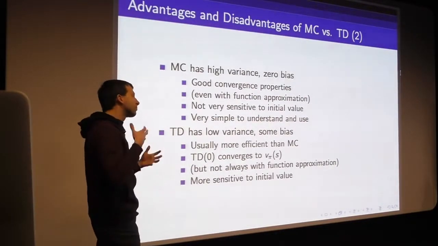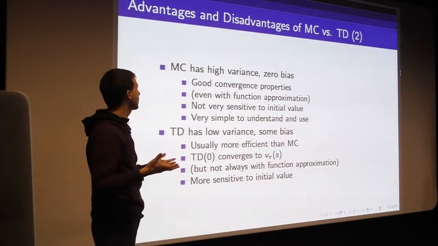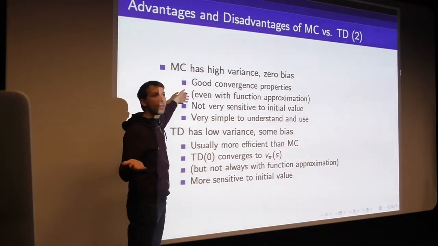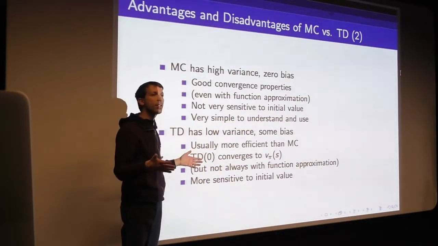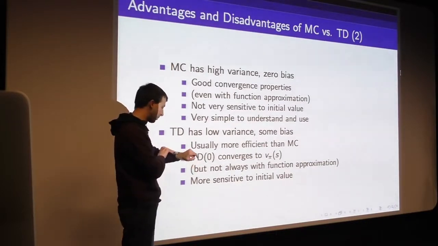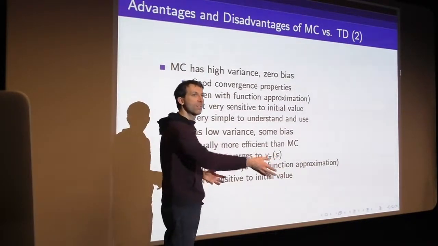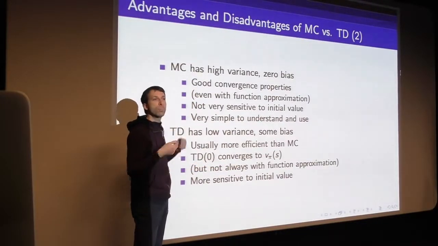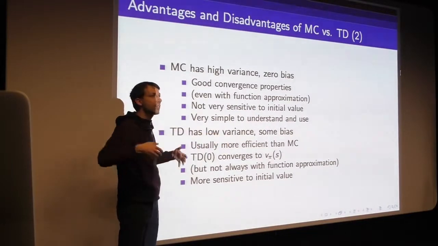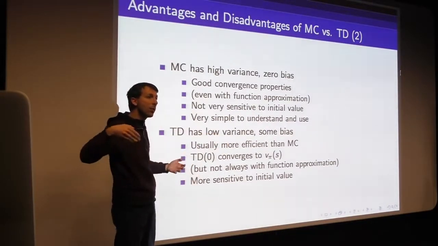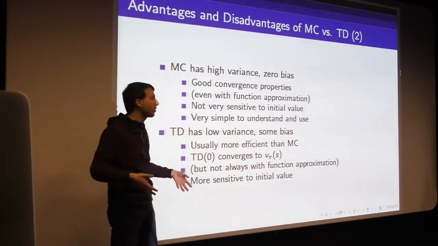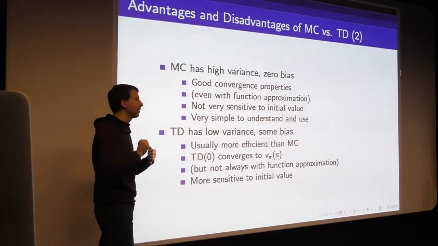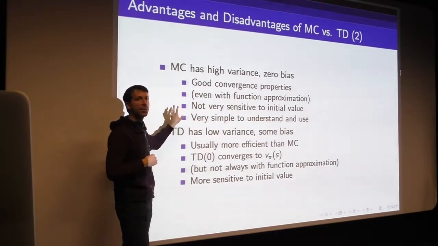Okay, so Monte Carlo is high variance but no bias. Some good things about Monte Carlo: as a result of being zero bias, it has very good convergence properties. We'll see later, even when you use function approximation, Monte Carlo just works. It works out of the box. All the algorithms just converge to the correct answer. It's not very sensitive to the initial value because we're not bootstrapping from the initial value. It still matters where you start. It will take longer to adjust a really wildly wrong value towards the correct value. But it doesn't feed off itself. It's very simple to understand and use.